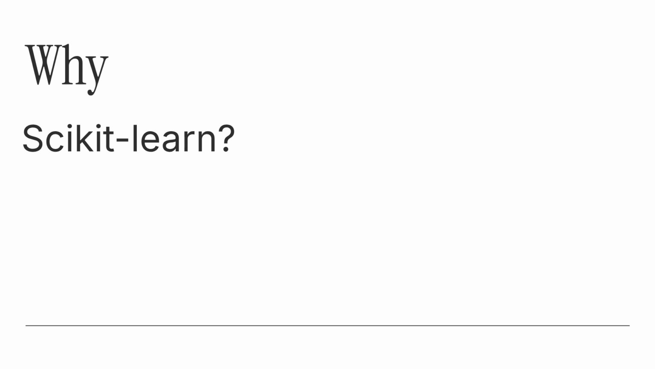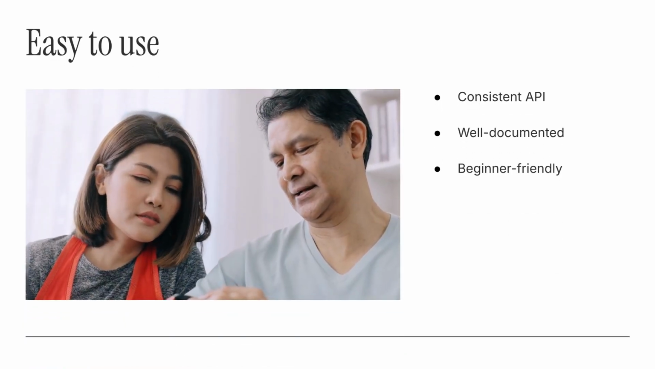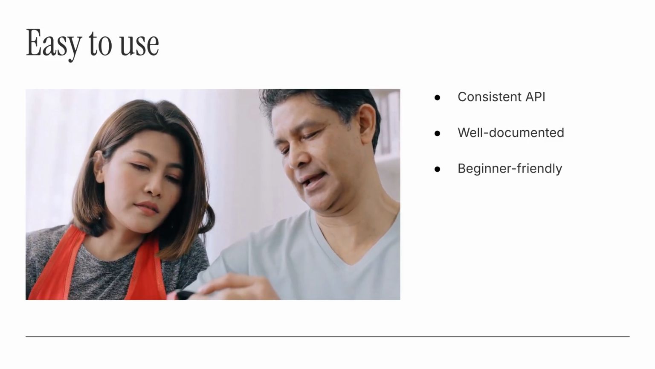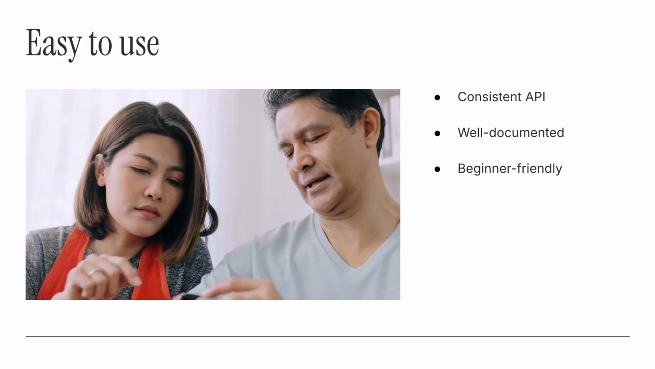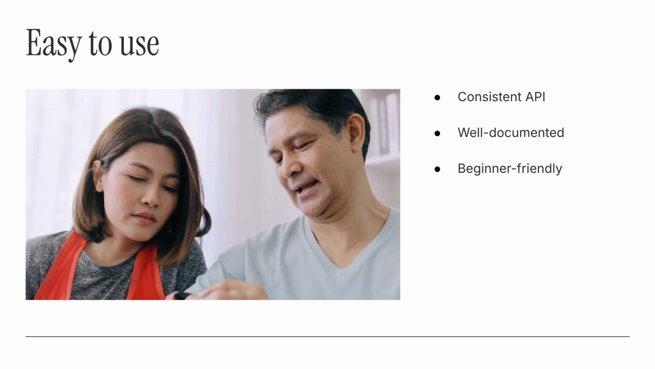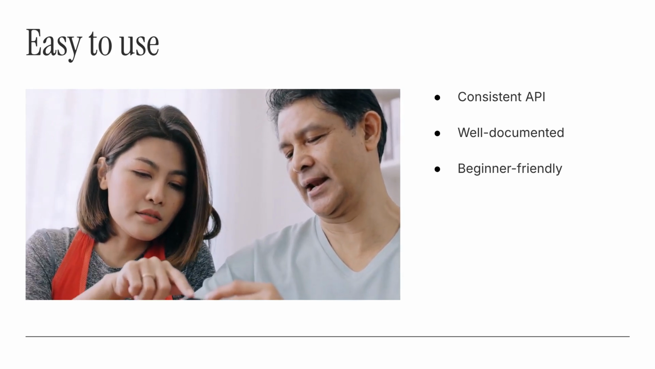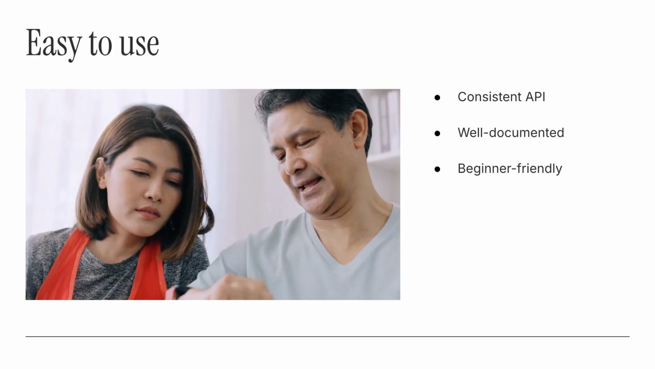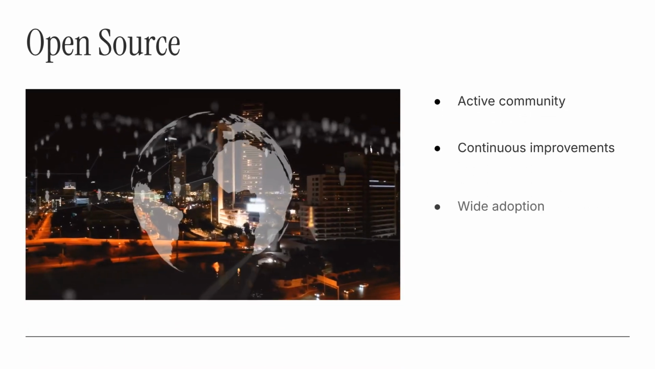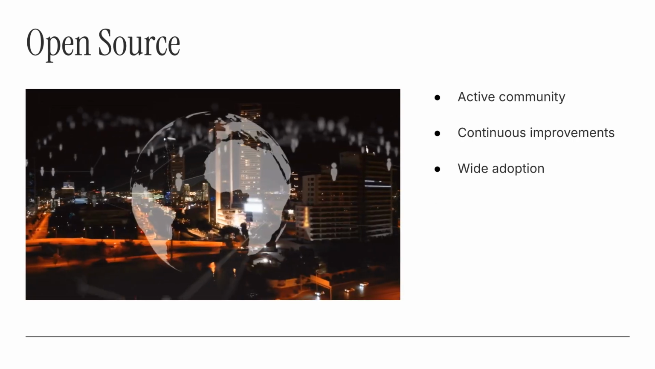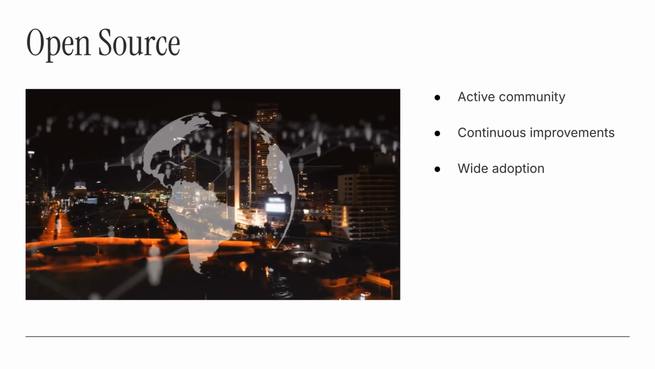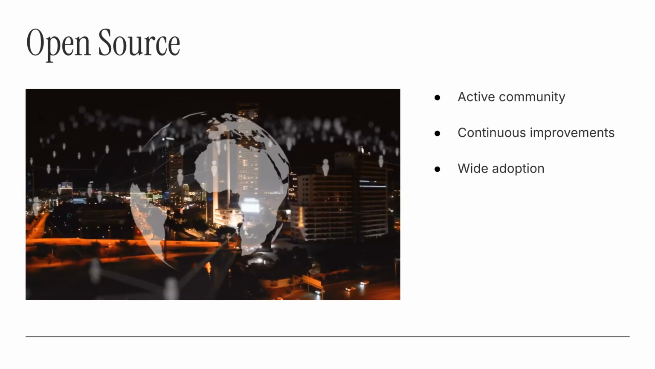Now, you might be wondering, with so many machine learning libraries out there, why choose Scikit-learn? One of its biggest strengths is its ease of use and consistent API. This means that once you learn how to use one algorithm, you can easily apply that knowledge to others, significantly speeding up your workflow. Plus, it has excellent documentation, making it easy for beginners to learn and for experts to reference. Another major advantage is that Scikit-learn is open source and has a massive, active community. This means continuous improvements, a wealth of online resources, and readily available support from other users and developers.